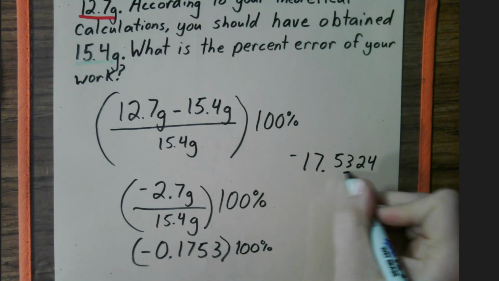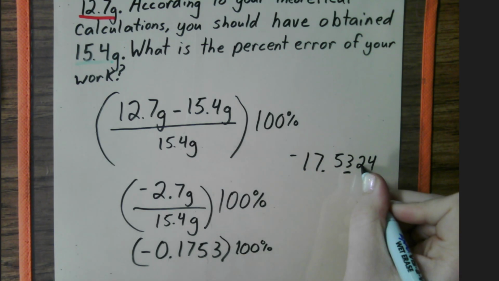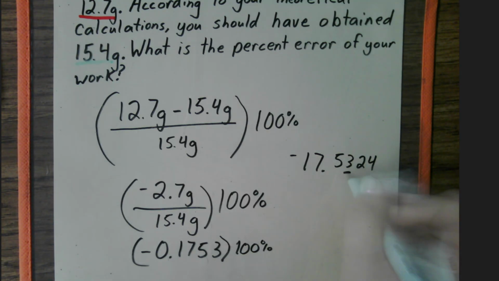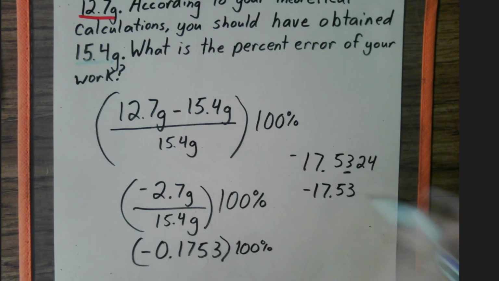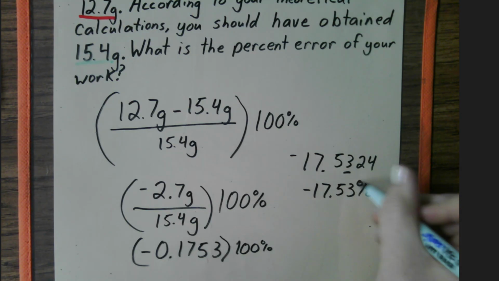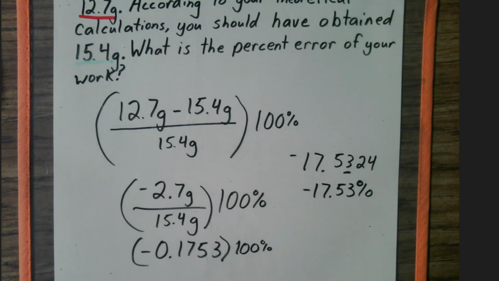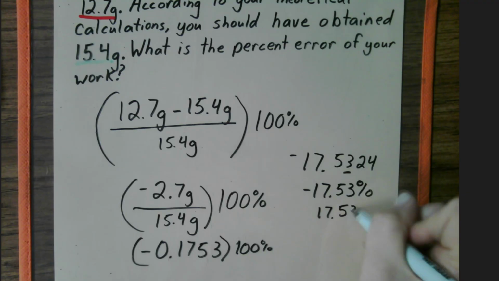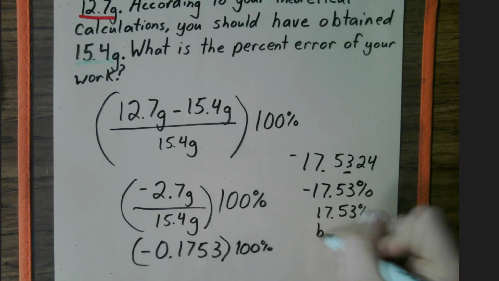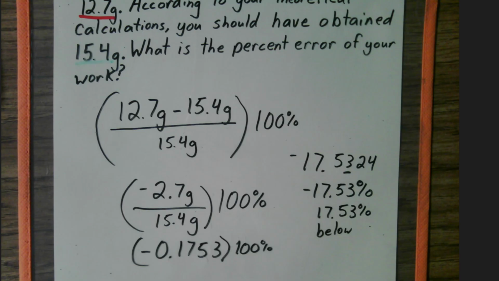I'm going to round to the nearest hundredth. I'm going to look at this 3. This 2 is lower than a 5, so this 3 is going to stay the same. So our answer is negative 17.53%. All this negative means is it is below the calculations we're trying to find. It's below what we're expecting. And so the answer could be 17.53% below. That's all that negative means.